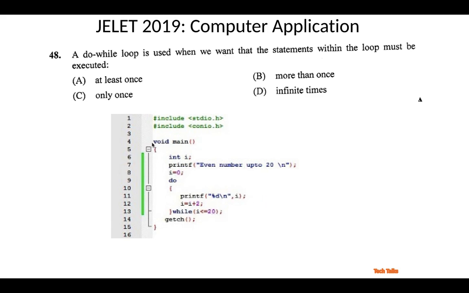So in case of do while, the do loop will execute at least once even if the while condition is false. So the answer is A, that the do while loop executes at least once even if the condition inside the while is false.